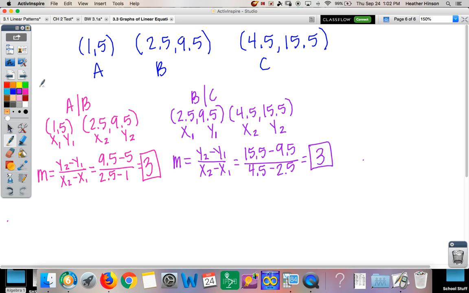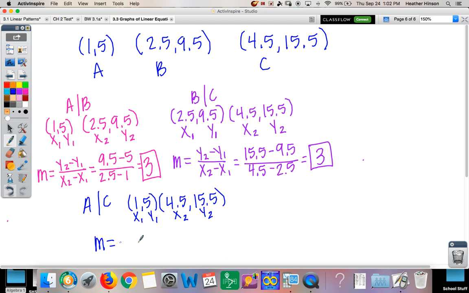Now there is still one combination we have not done. The last combination is A and C. So A is 1, 5. C is 4.5, 15.5. And we need to find the slope between those two. So we have an XY point. The first point is going to be X1, Y1. The second point is X2, Y2.